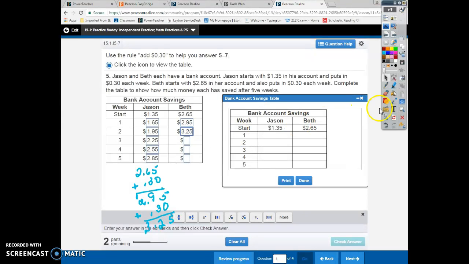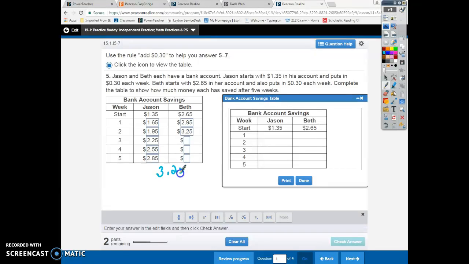$3.25. We're going to keep adding. This time we're going to go $3.25 plus 30 cents. 5 here, 5 here, $3.55. And this pretty much should make a lot of sense because 25 plus 30 is 55. And we're going to add 30 more cents.